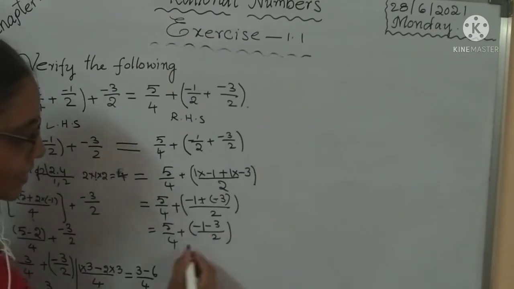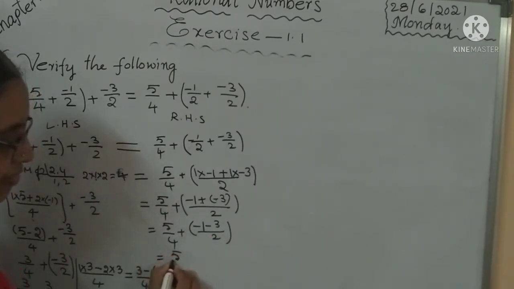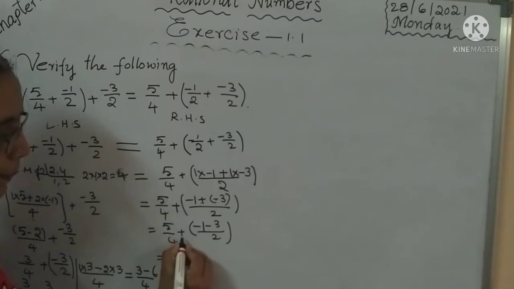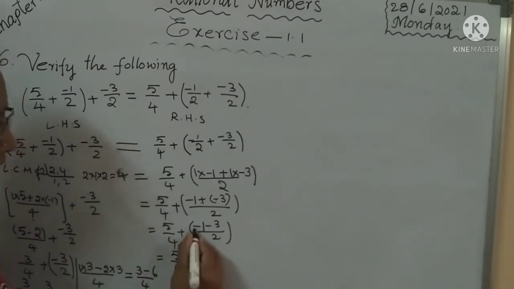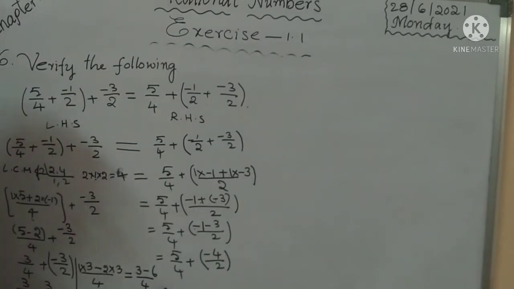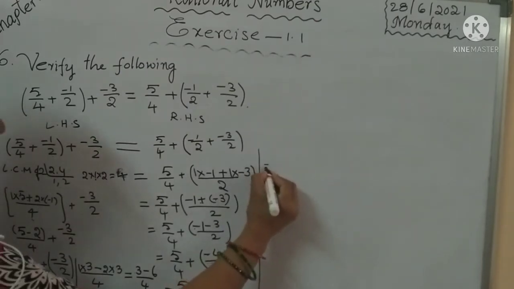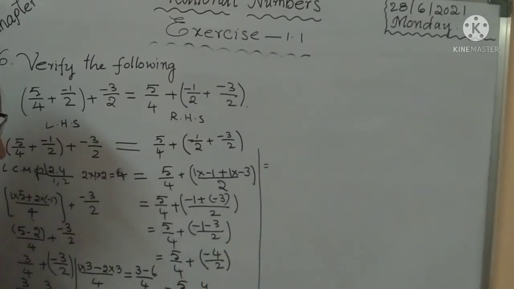So here 5 by 4 plus minus 1 plus into minus, minus 3 by 2. So here write 5 by 4 plus minus 1 and minus 3, minus 4 by 2. So here write 5 by 4 plus into minus, minus 5 by 4 minus 4 by 2. Okay. Now, do the LCM. Now, do the LCM. So here write LCM of 4 comma 2.